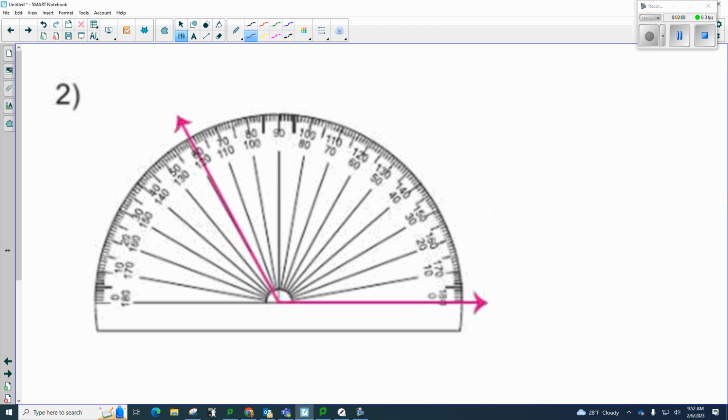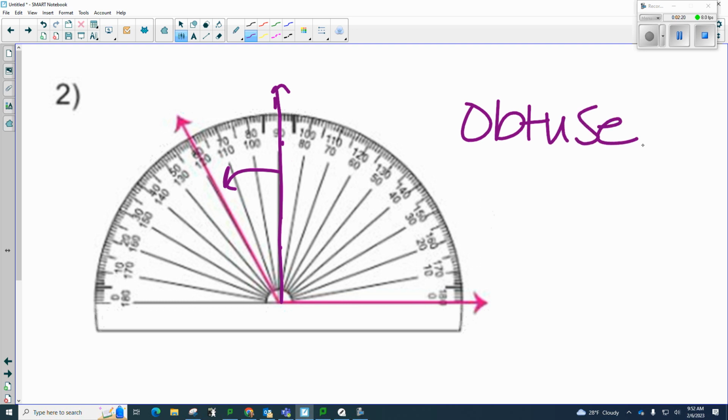Now, the second one, using the reference of 90, that's right here, right? This one is opening up more than 90. This is bigger than 90, or we would call that an obtuse angle. Okay, so that means we're going to use the bigger number when we're measuring. And if you take a look here, the 0 starts here next to this ray, and then the numbers increase this way to get all the way over to there. So that means we use the inside numbers.